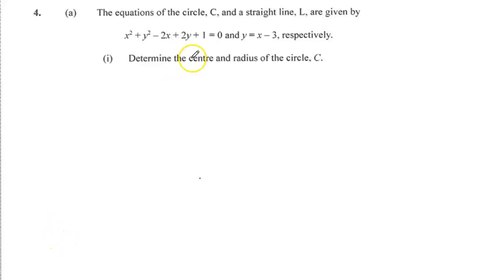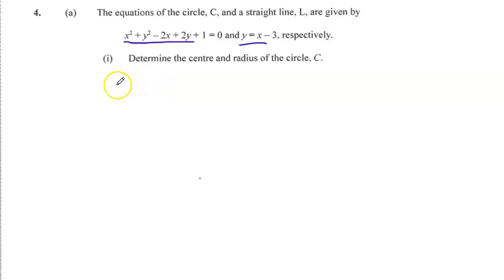So the equation of the circle C is this. And the equation of a straight line is y equals x minus 3. Good. So we're asked to determine the center and the radius of the circle C.